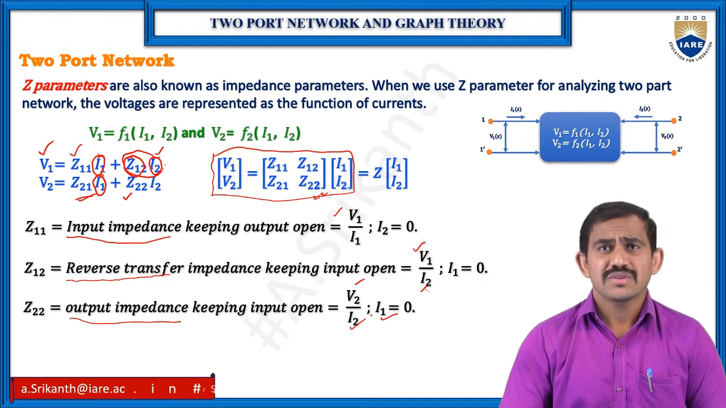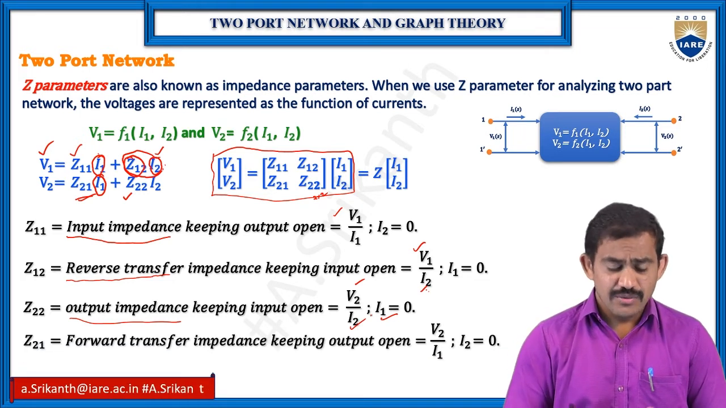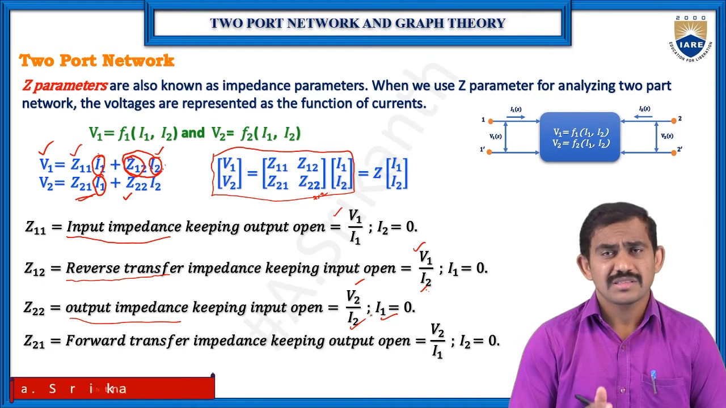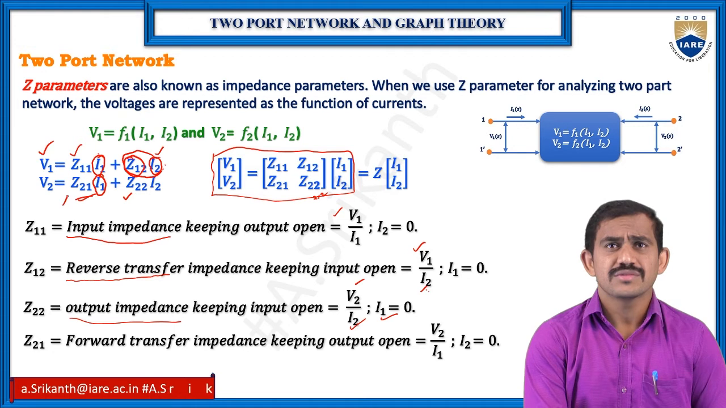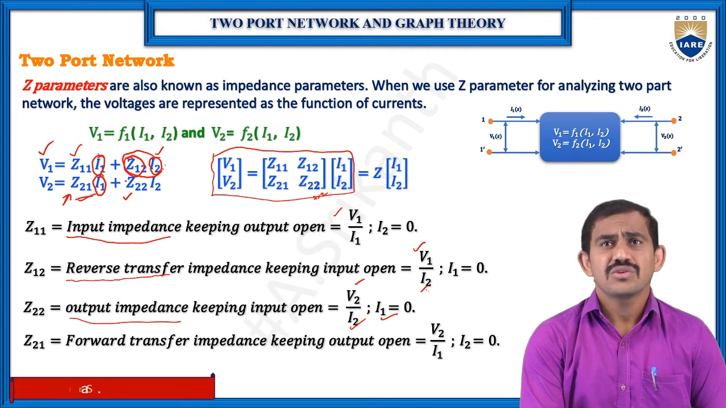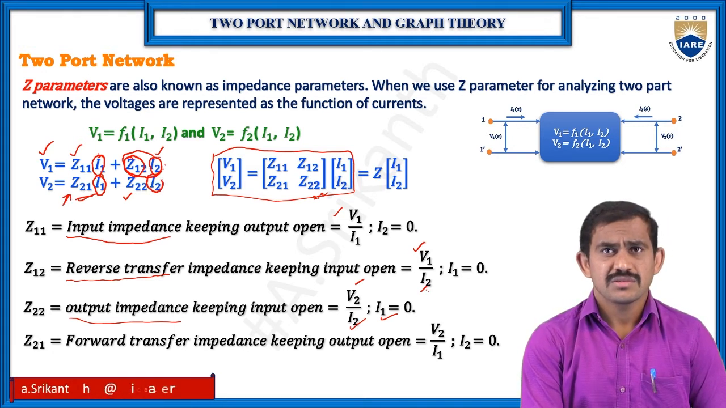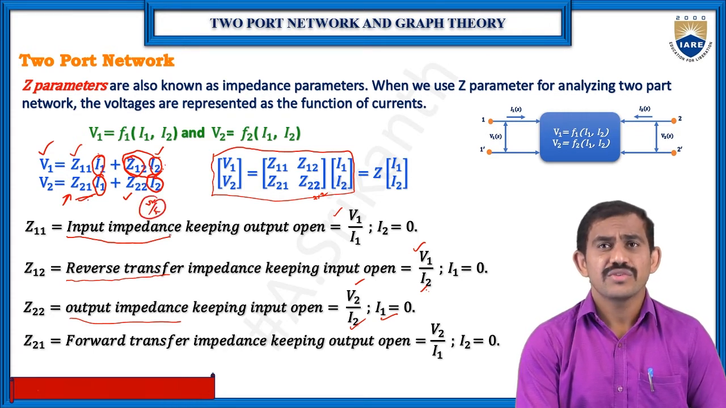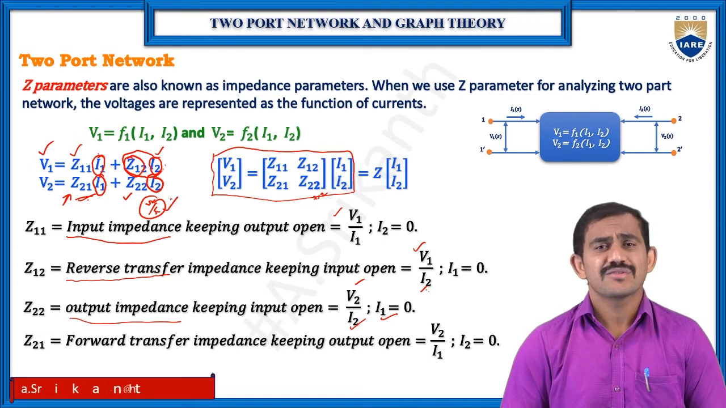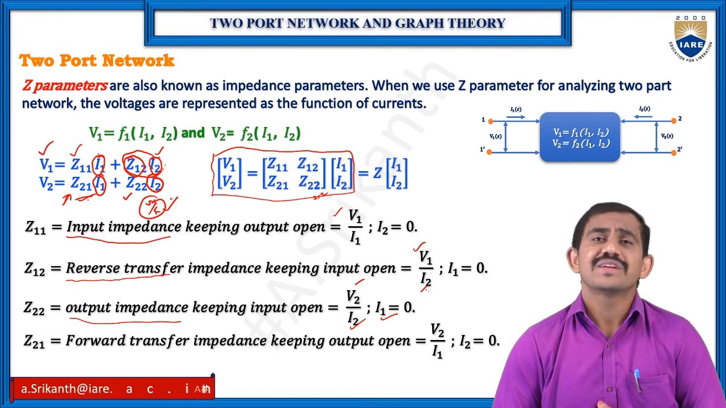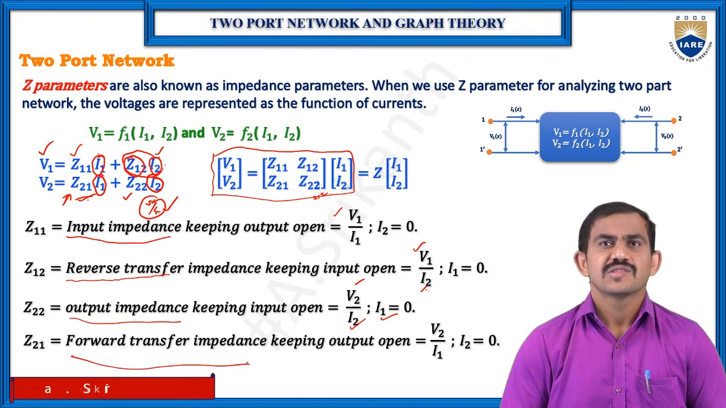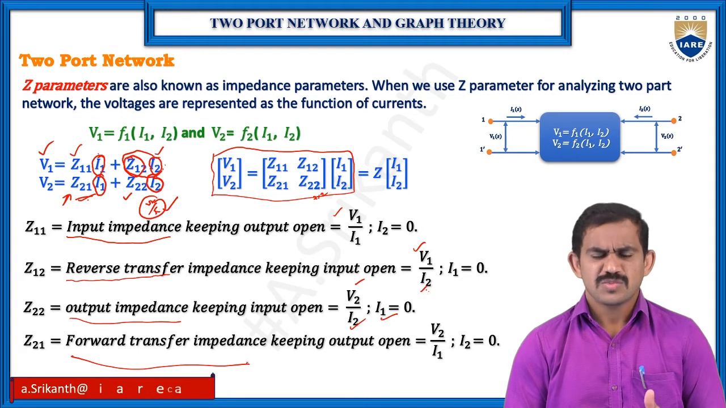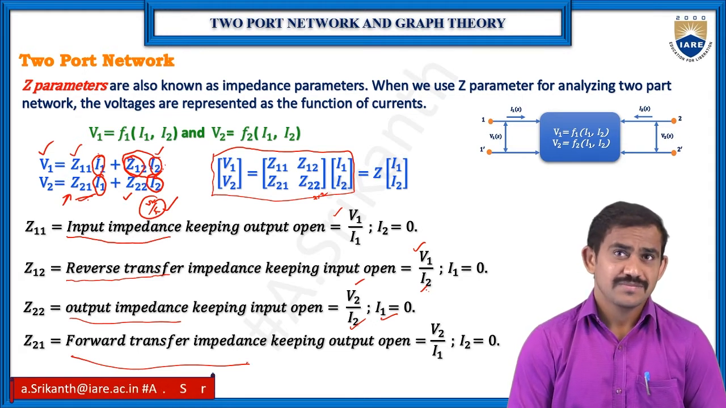Now I have the last one, that is Z21. It's the forward transfer impedance. Why forward? Just observe the equation. If I want the Z21 value, the secondary side current is 0. Then Z21 equals V2 by I1. Which current are you using? The primary side current. So it's the forward transfer impedance. Okay. So this is a small amount of information on Z parameters.